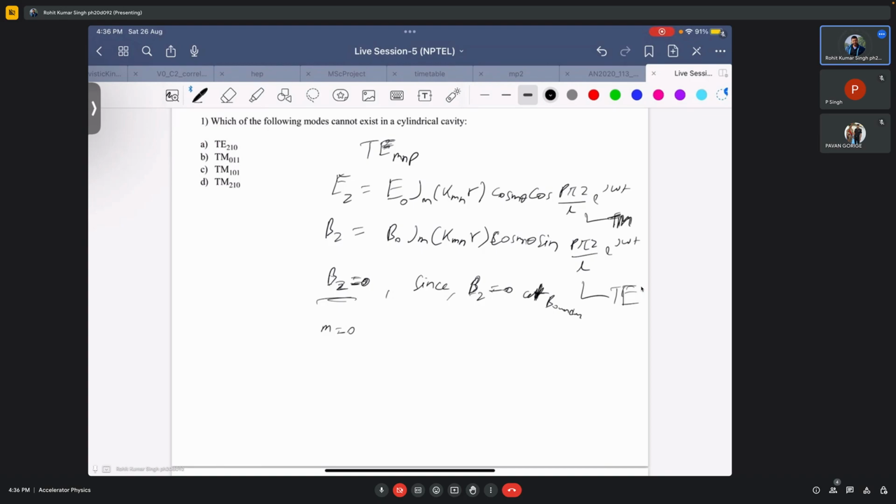Hello, Pavan? Yeah. Oh, I thought you could not hear. Yeah, since m is equal to 0, what will happen is, and it is a transverse magnetic mode. So what will happen?